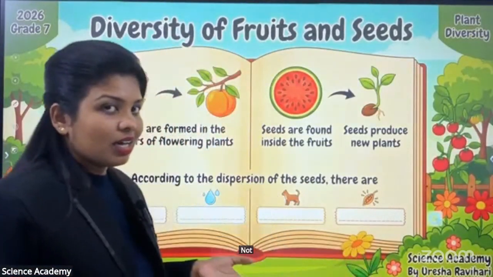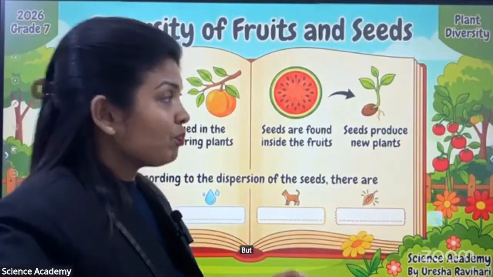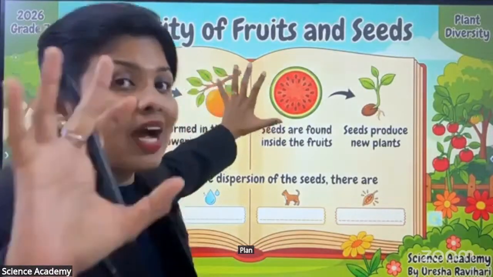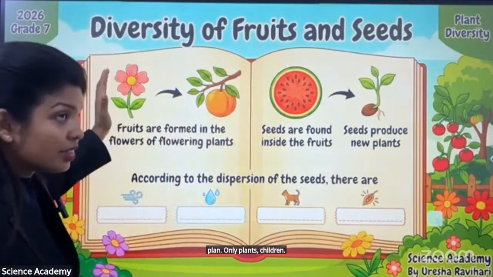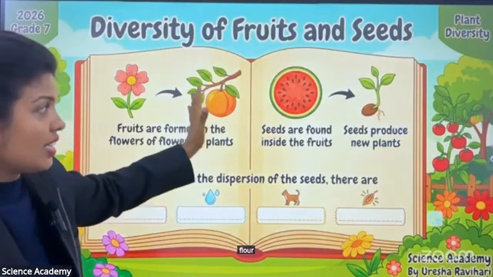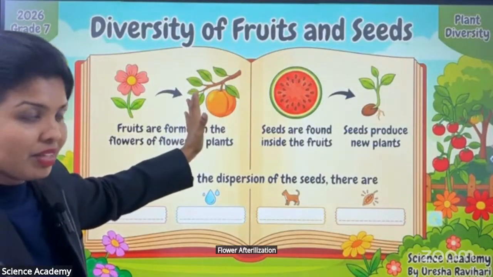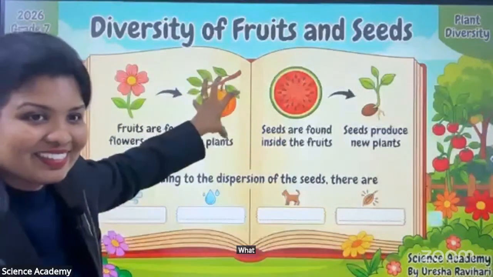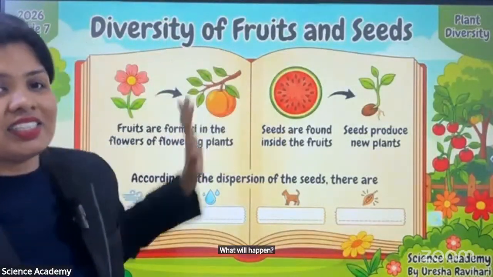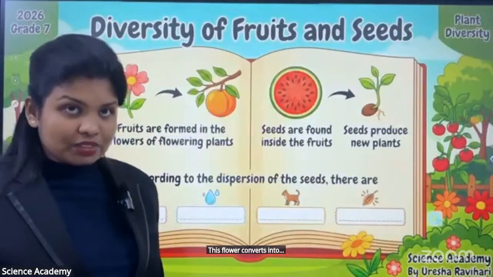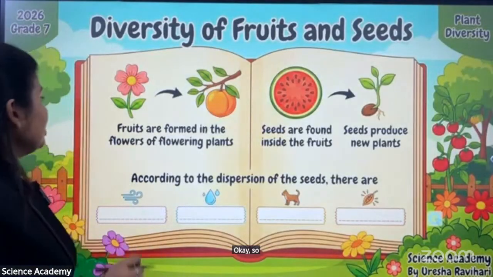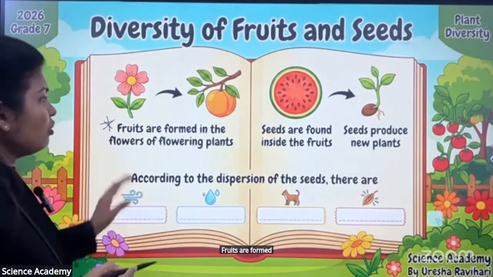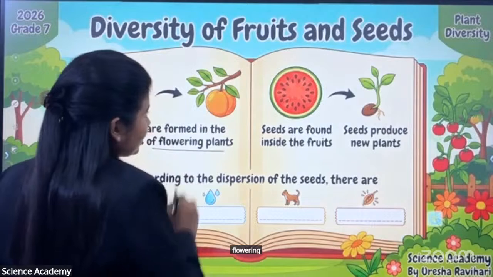Not giving fruits, right? But children, fruit forming plants. Flower, after fertilization of the flower, right? After the pollination, what will happen? This flower converts into... Okay. So children, here I have mentioned fruits are formed in the flowers of flowering plants, right?